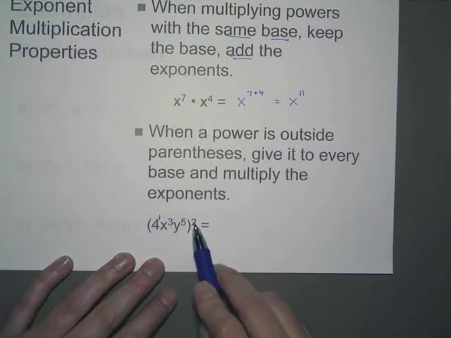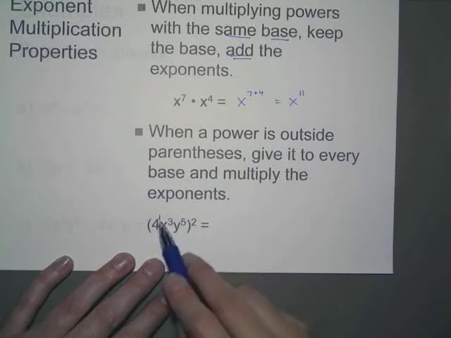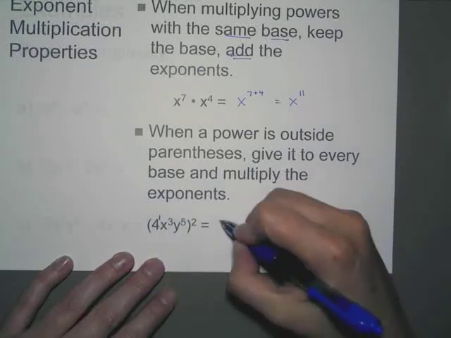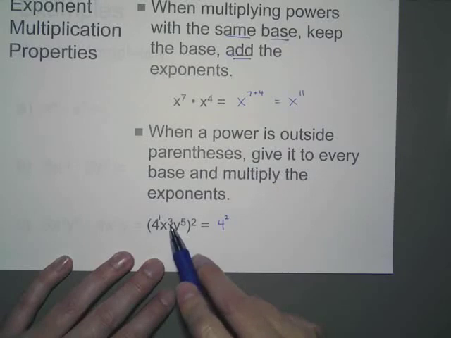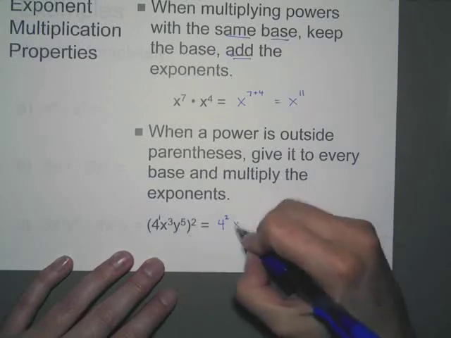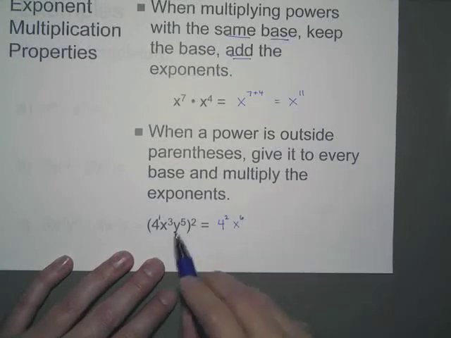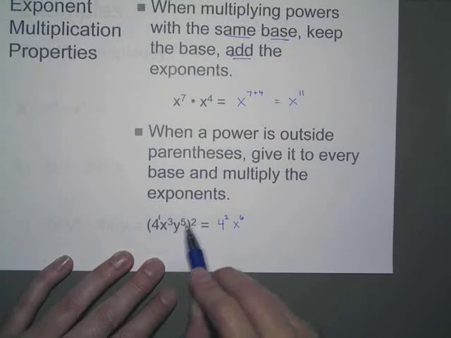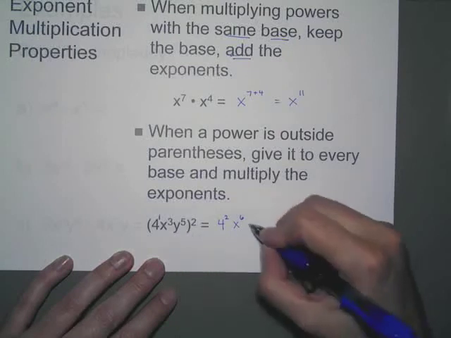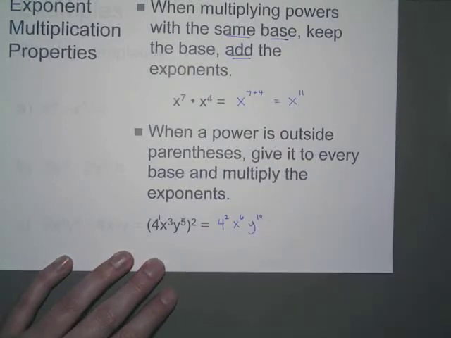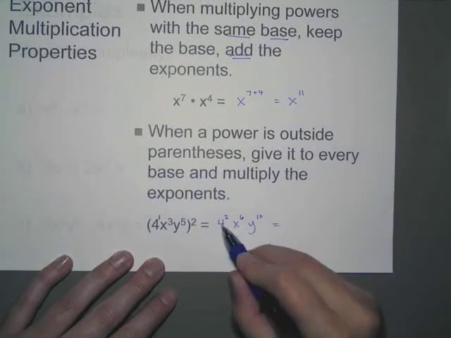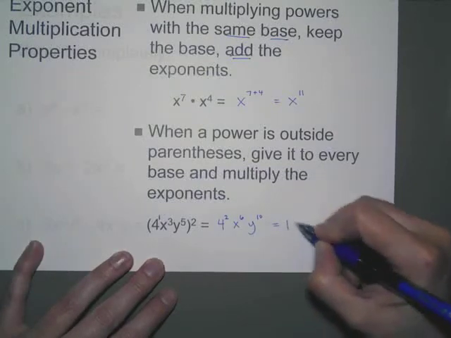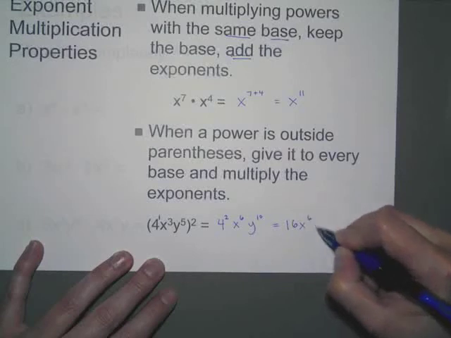So I'm going to give this 2 to the 4, and 1 times 2 is 4 to the 2nd power. Okay, I'm going to multiply these exponents, the 3 and the 2, so this becomes x to the 6th power. And then finally, I'm going to multiply here y to the 5th power, and I'm going to multiply that exponent by 2, so y to the 10th power. We can simplify that a little bit further by finding out what 4 squared is. 4 squared is 16, x to the 6th power, y to the 10th power.